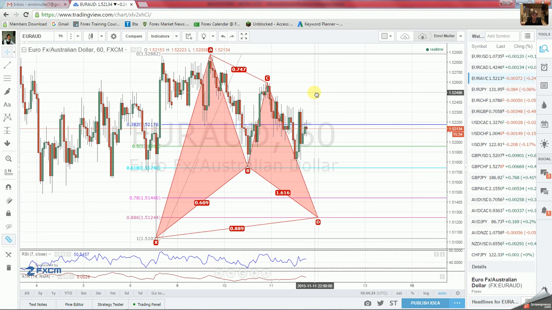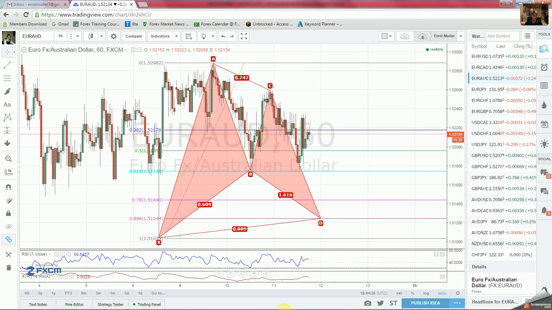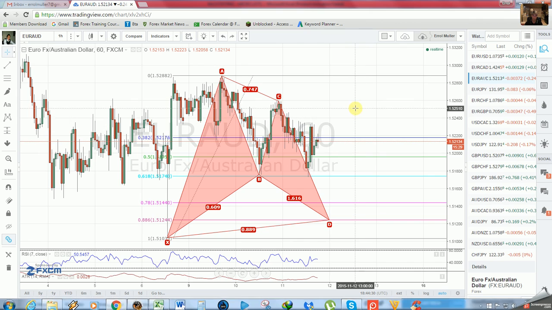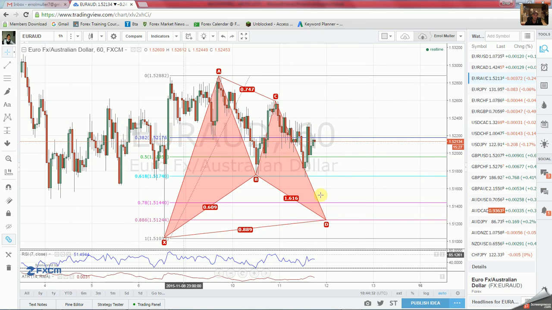So you know what? I think let's actually go to my real life account. I'm going to go to MetaTrader 4. As you guys can see, this is TradingView, tradingview.com. What I use for my charting package is tradingview.com. You guys can go and follow me there. Just search for Errol Mueller and follow me.